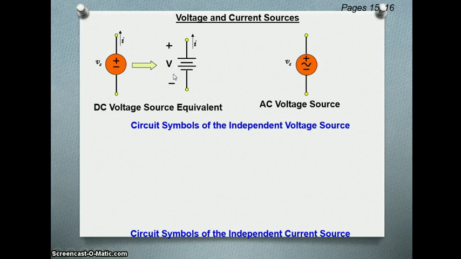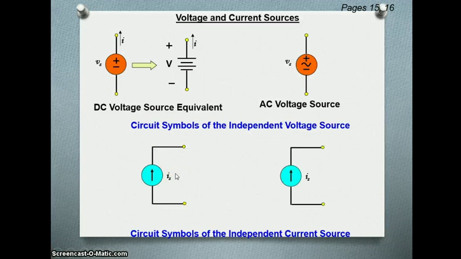Coming to the independent current source, the difference is that we represent an arrow, because an arrow always represents a current in any circuit. So the given symbol is an independent current source, and of course again it's a DC. Here again the difference for an AC is that the shape of the wave comes inside.